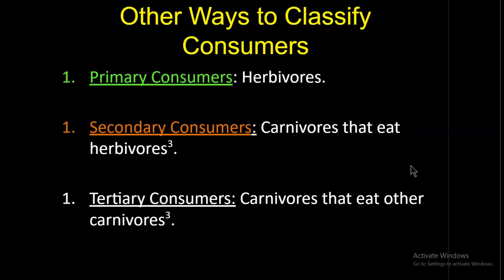The tertiary consumers are carnivores that eat other carnivores. So this could be, for instance, a great white shark eating, let's say, a tuna, because the tuna would have eaten a smaller fish, right? So it's usually the tertiary consumers that are the head honcho of the group, right? Because they're going to have everything. They're the top predator, usually.